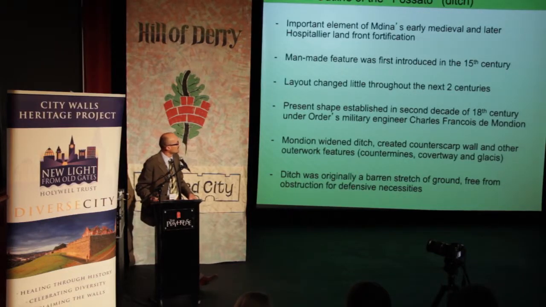But then when the Knights of St. John came over in the early part of the 16th century, it remained basically as you see it today. The shape was established in accordance with the plans submitted by the French engineer Charles François de Mondion in the 18th century. He widened the ditch to have the space between the counterscarp, and we get most of the features that you get in other walled cities, where the countermines, the covered way, and the glacis.